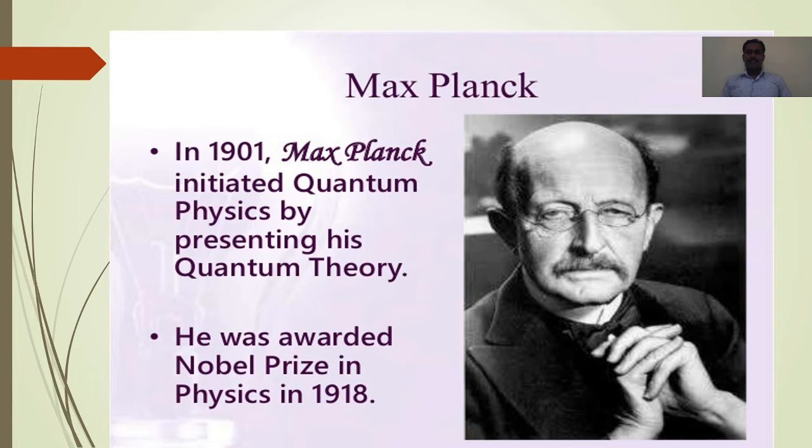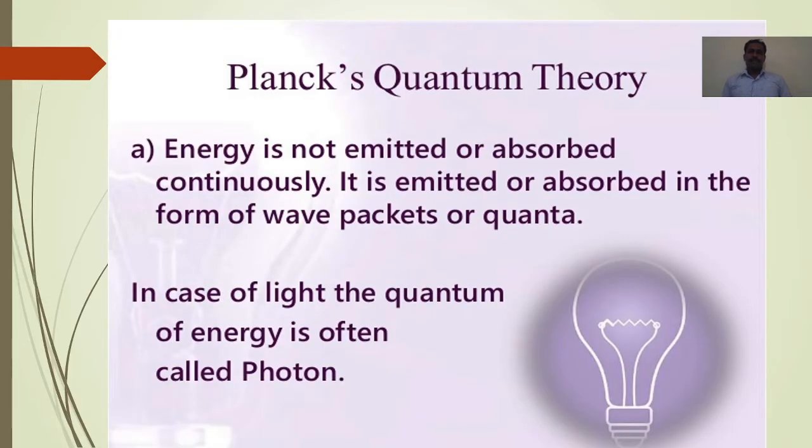Max Planck is the father of quantum chemistry. In 1901, Max Planck initiated quantum physics by presenting his quantum theory. He was awarded the Nobel Prize in Physics in 1918. And he put forth one theory, which is called quantum theory.